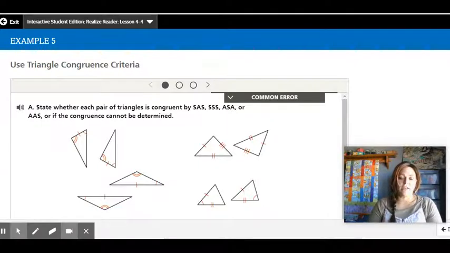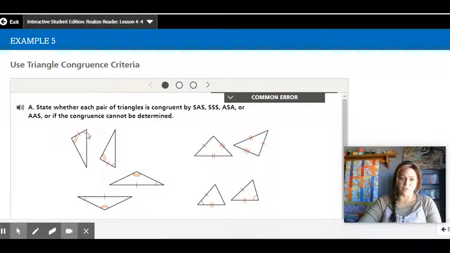All right, using triangle congruence criteria. This says, state whether each pair of triangles is congruent. You have to use one of these 4 rules. So those 4 rules, side, angle, side; side, side, side; angle, side, angle; and AAS have to be used. So if you cannot find a rule that says these triangles are congruent, then you cannot say that they are congruent. You would just say not enough information. Some textbooks say not congruent. Now, technically, they could be. You just don't have enough information. So usually we just say not enough information.